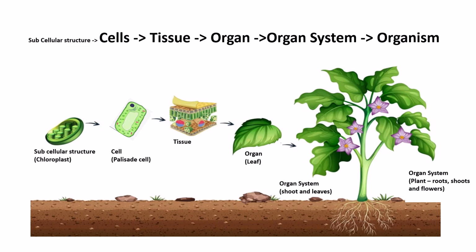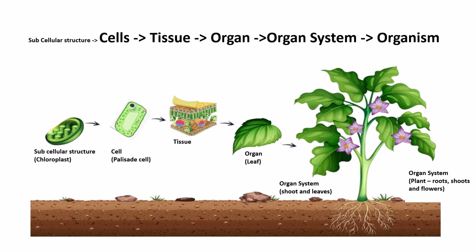So we're going to start off looking at the organisation of a plant, and I'm starting just inside the cell with one of these subcellular structures, in particular the chloroplast, because this is where photosynthesis takes place. Now the chloroplast is full of loads of chlorophyll which absorb the sunlight for photosynthesis. Now they're one of several subcellular structures that are found inside the cell. In this case, a palisade cell.